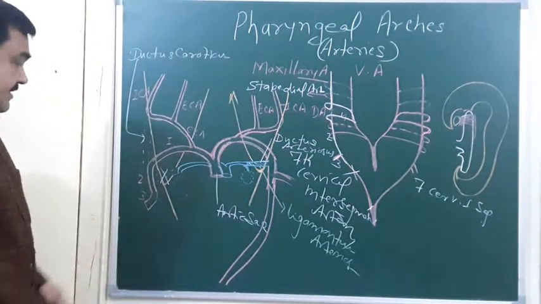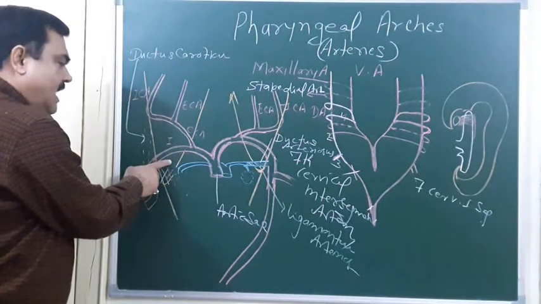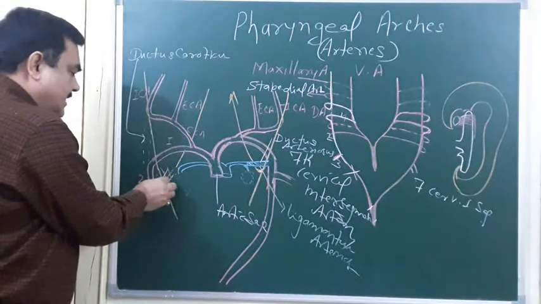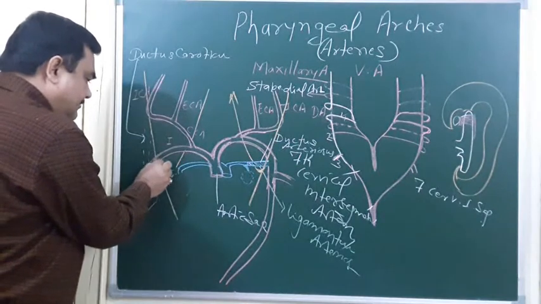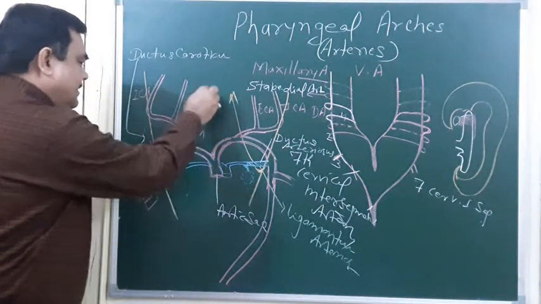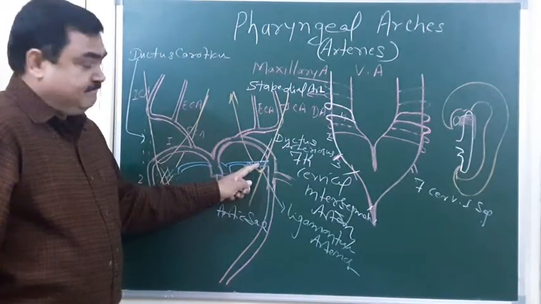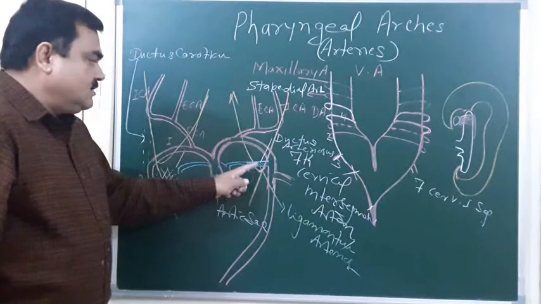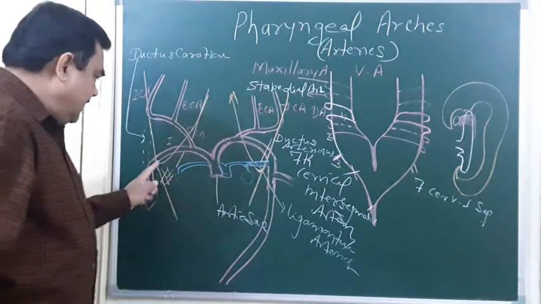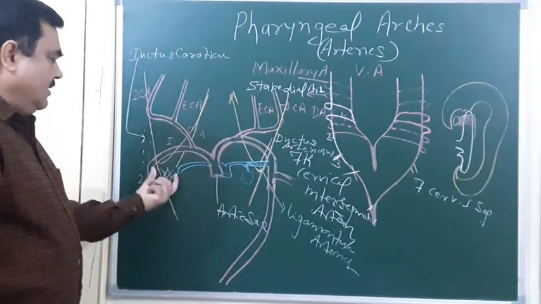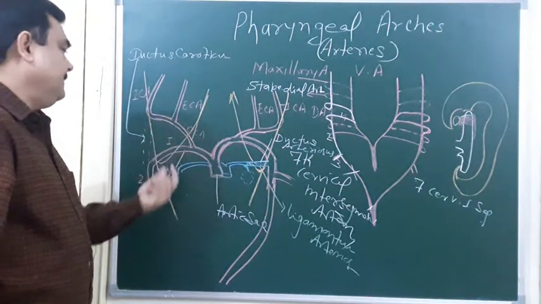Here you can see this distal portion disappears, and also the fifth arch disappears. That's why this recurrent laryngeal nerve shifted here, it turns from here like this on the right side. On the left side this persists throughout life in the form of the ligamentum arteriosum. So on the left side it is present here, and on the right side it shifts upward due to absence of the distal part of the fourth pharyngeal arch artery and the fifth arch.